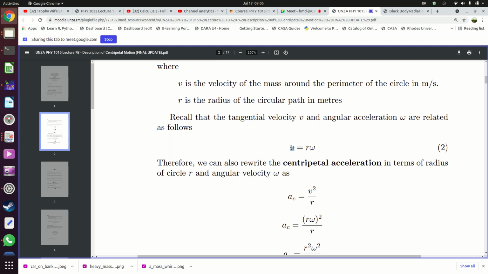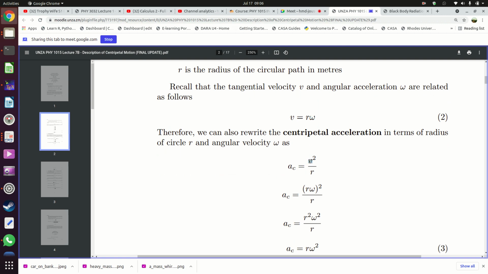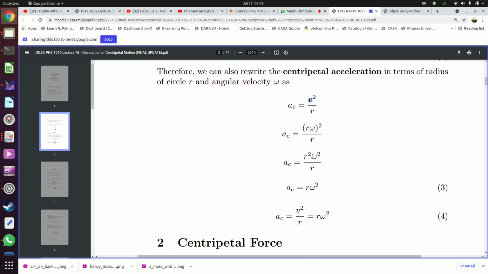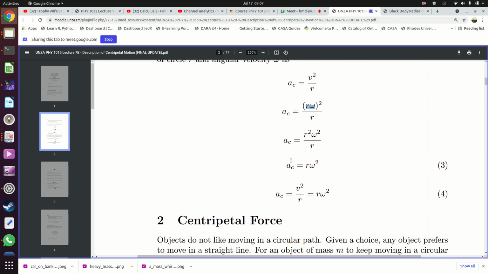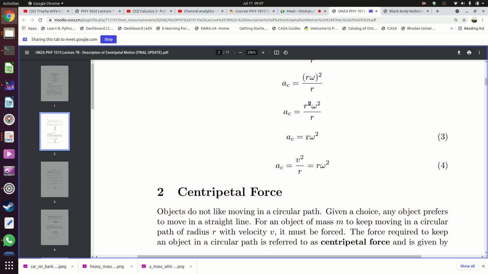So v, which is a speed, is equal to the radius of the circle multiplied by the angular velocity, v = r omega. If we substitute for v in v squared, we put r omega, so we end up having AC equals r omega, this whole thing squared, divided by r, which is r squared omega squared divided by r. This r cancels one of the r's there, and we end up having AC, which is centripetal acceleration, equals the radius of the circle multiplied by omega squared, which is how fast the thing is moving in a circle.